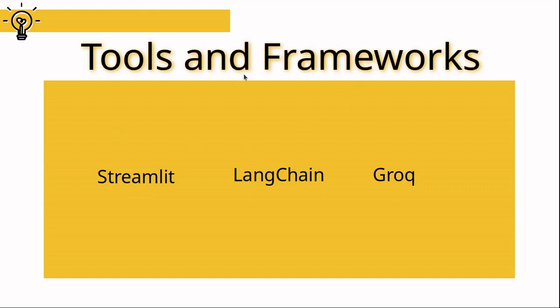Okay, so we'll start with an introduction to the app. So these are the tools and frameworks that we'll be using. First is Streamlit. So Streamlit basically is an open source Python library. It allows you to create beautiful interactive web applications for data analysis and machine learning projects. It also provides a simple and intuitive way to build user interfaces without having to worry about complex structures.